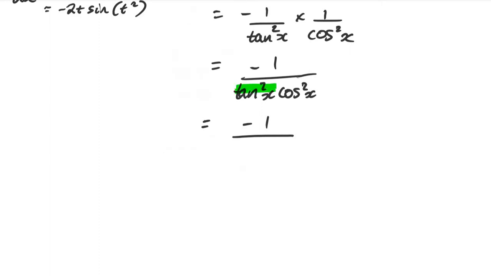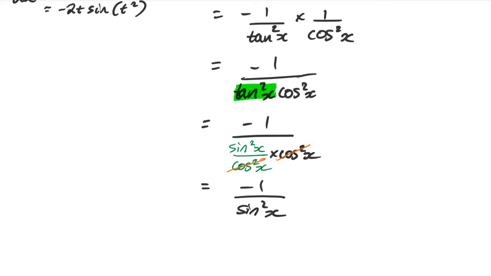tan of x squared, I'm not differentiating, I'm just rewriting it, is that, and we're multiplying it by cos squared x, hopefully you can see that what we have is a cancellation of cos squared x, and that leaves us with negative 1 over sine squared x. Only a little bit more here in that I want you to be able to simplify these trig expressions to make it easier if you then have to go on and do any further work.